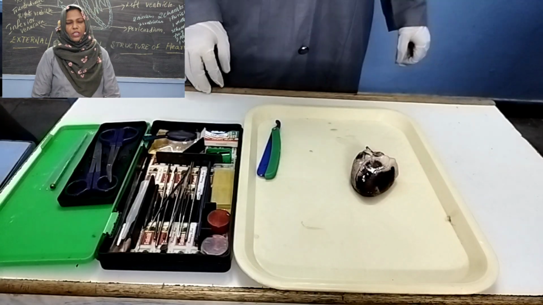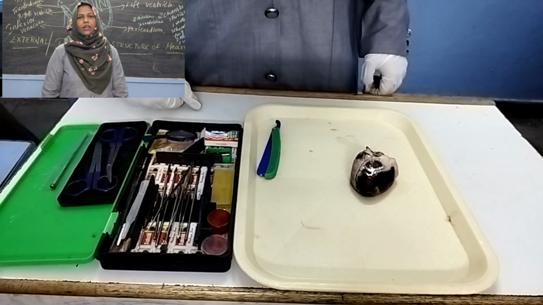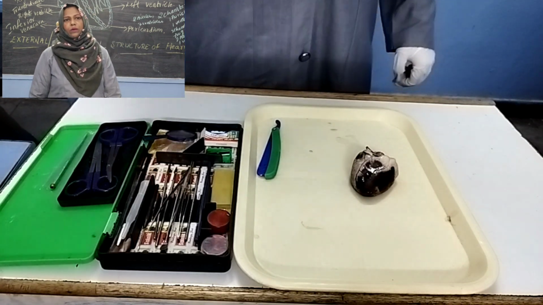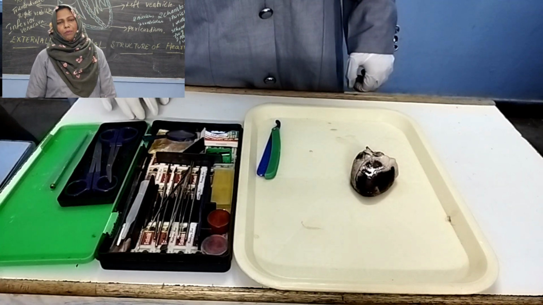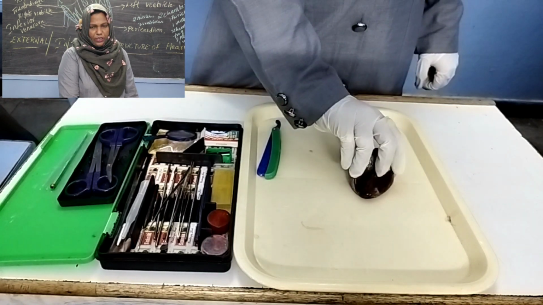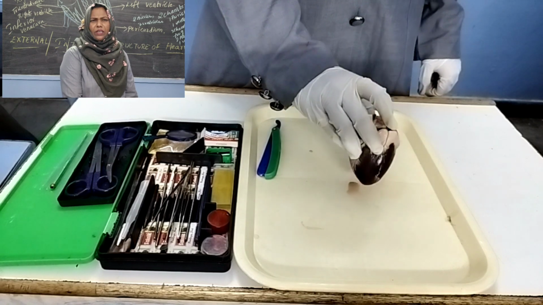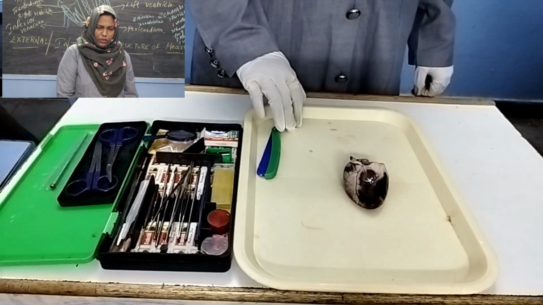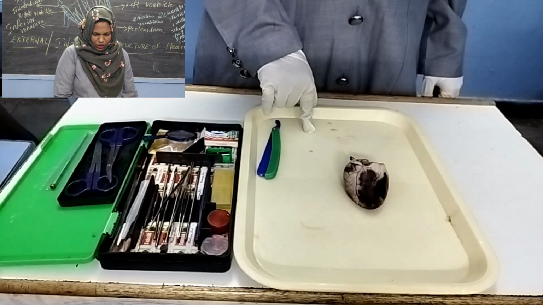Now we have learnt about the external and internal structure of the heart on the board. But now we'll see it through the lab activity of a goat heart. This is a goat heart. Okay, this is the heart of a goat. We can't bring the human heart, right? So this is the heart of a goat.